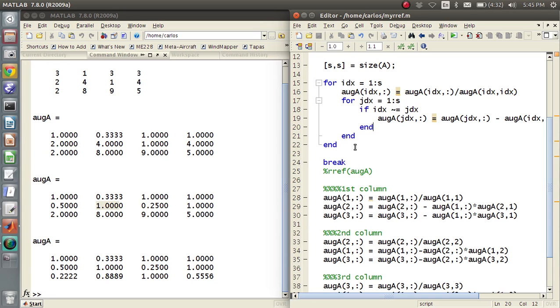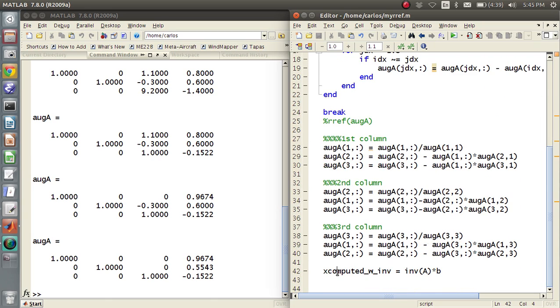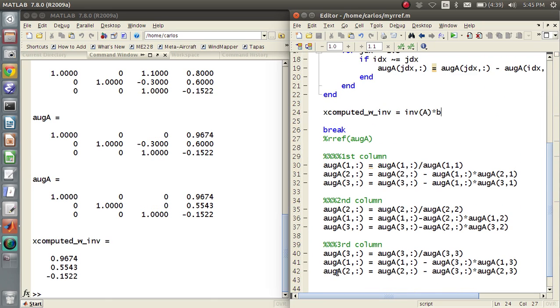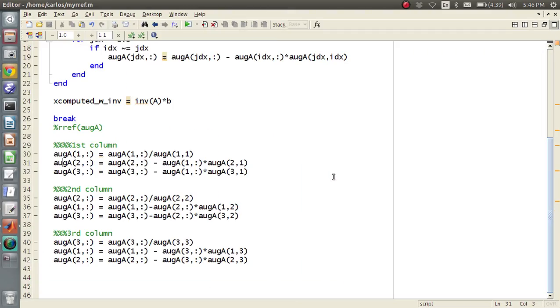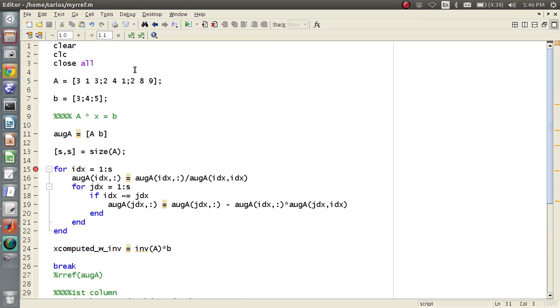So now what we should have is the code should work. And if I grab this X computed here, there we go. I got exactly the result that I was looking for. So I'm going to maximize this, and I'm going to go through this in debug mode just to make sure everybody understands. So I put a breakpoint here at line 15.